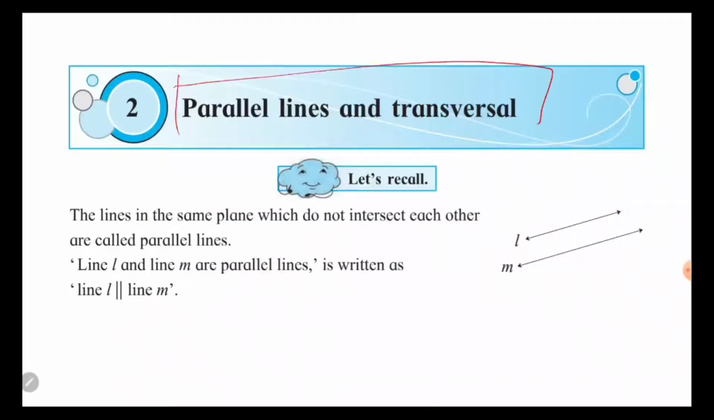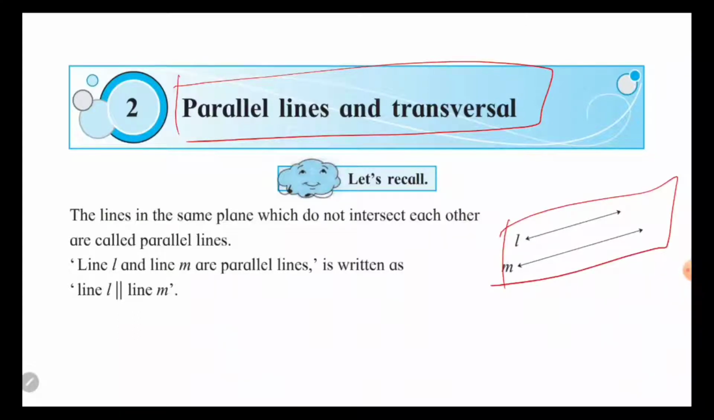So we all have studied this before in the previous standard or in the smaller standard, what is a parallel line. I will be giving you a definition of parallel line that you have to write in your book. So first of all you have to draw this diagram in your book and you have to write the definition. Now what is the definition? The lines in the same plane which do not intersect each other are called parallel lines. This is the definition of parallel lines.